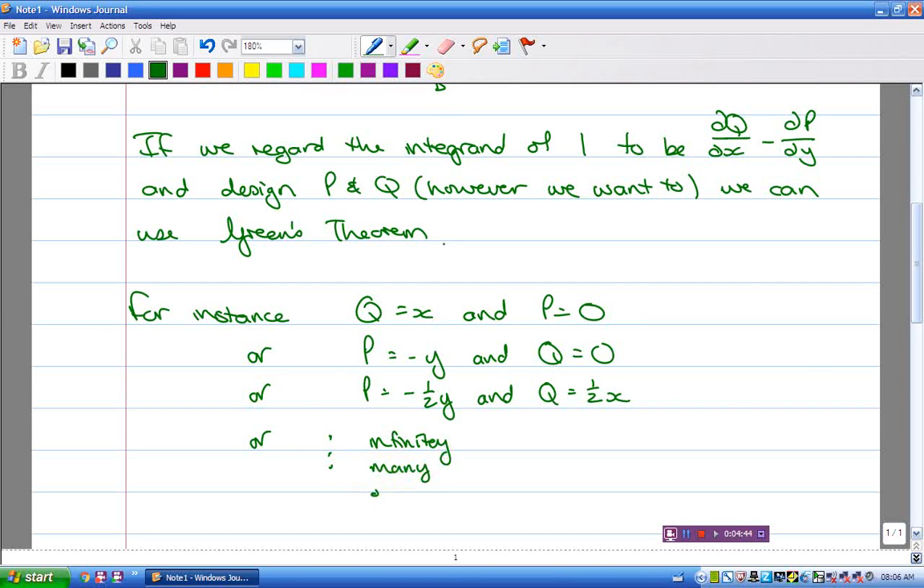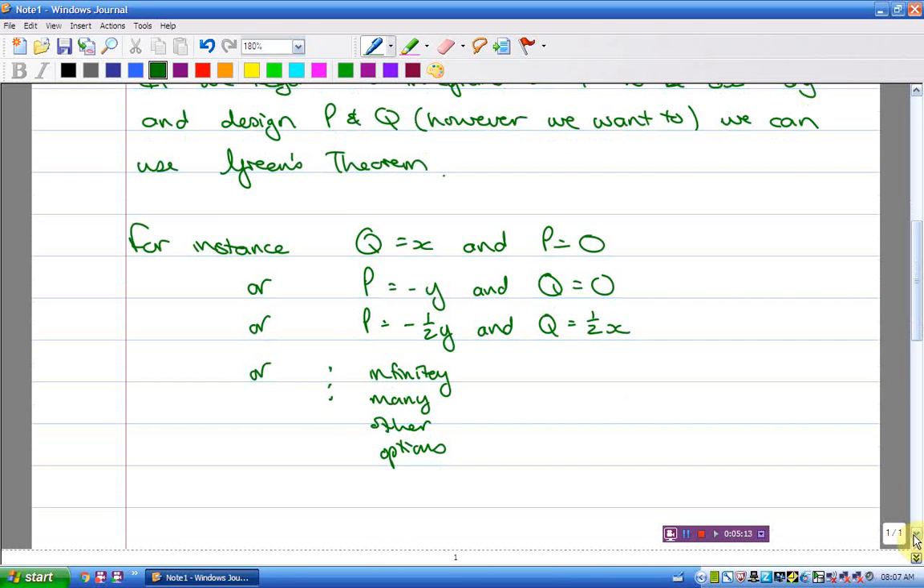Obviously, there are infinitely many other options. Because all you require is that dQ/dx minus dP/dy equals 1, and I'm sure if you get creative, you can think of all sorts of things. Gosh, you could probably even think of something with cosines and sines in it, really, seeing as we know that cos squared plus sine squared is 1. You'd have to be very careful with your chain rule there, but I'm sure if you put your mind to it, you could do so. Was there a question? No? Okay.